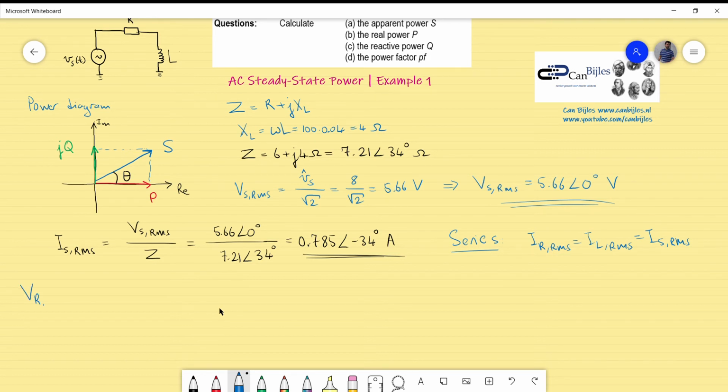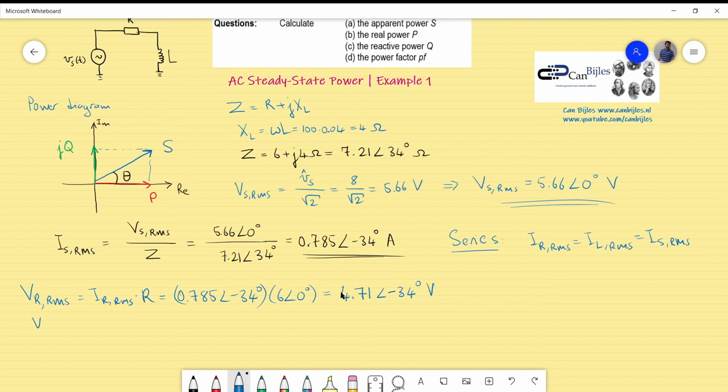So I will have the VR RMS, which will be equal to IR RMS times R. And if I write it down in the phasor notations, all of them, I will have 0.785 phase minus 34 degrees, and R is 6, but the phase orientation is 0 degrees, so I will have the following expression for this: 4.71 phase minus 34 degrees in volts.